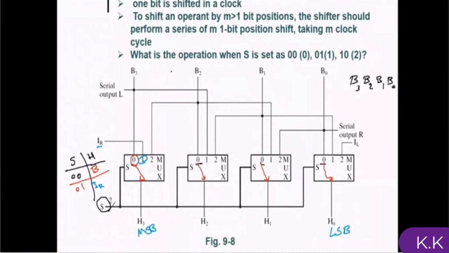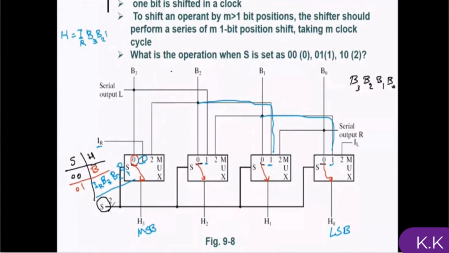This is connected to B3, B2, B1 and B0. So X is the same as the input. Let's check the other ones: 0, 1. This one will be I, R. So it is I, R. This is the MSB. Left must be at, right must be at.